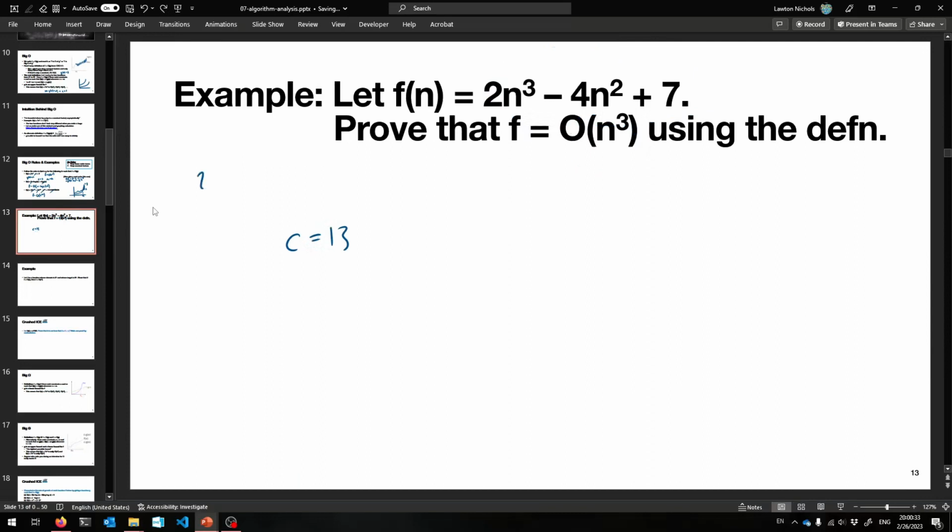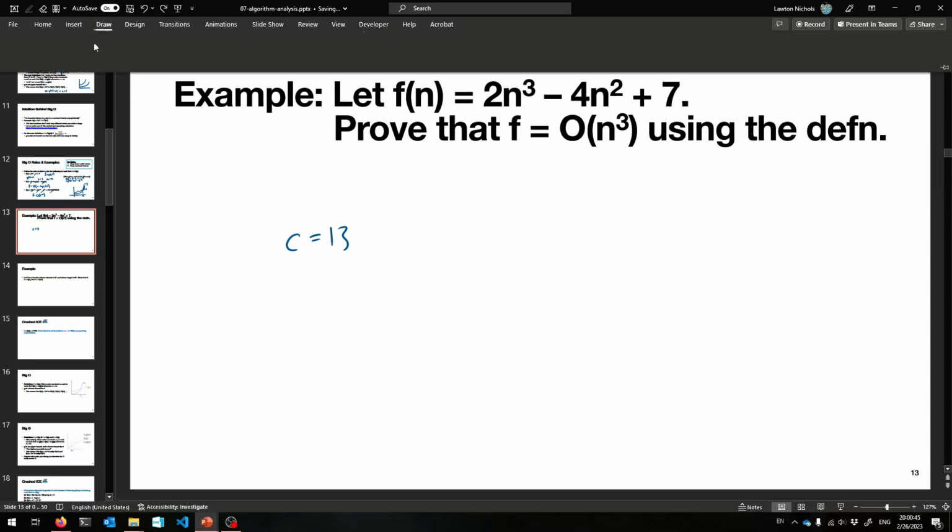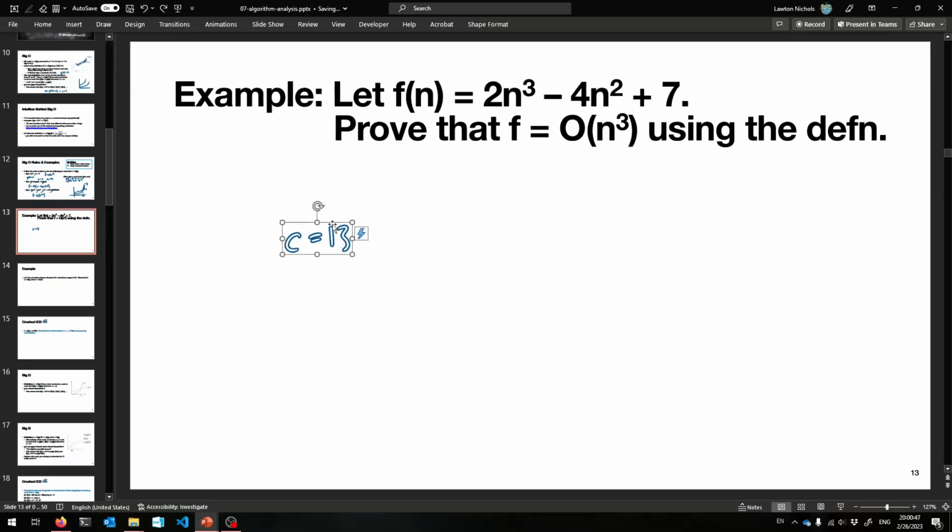So 2n cubed. And also, an easy way to get the 13, let's not even start there. I chose that for a reason. Let me show you how I even chose that, okay? Here's a very easy way to find some constant quickly that will always work, right? So you start with your original function, 2n cubed minus 4n squared. If you need to mathematically prove this, here's how you need to do it.